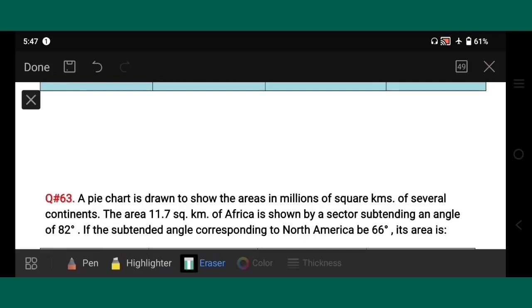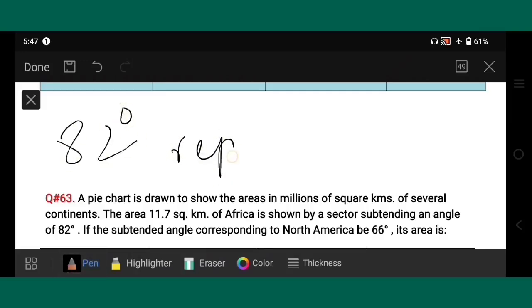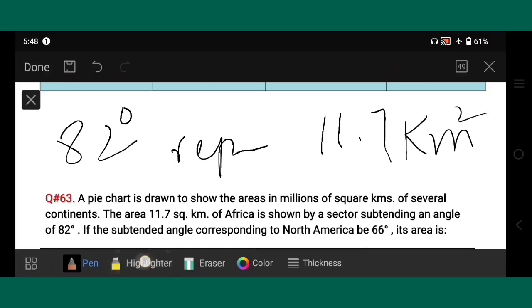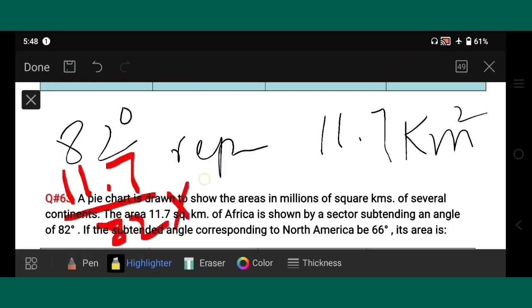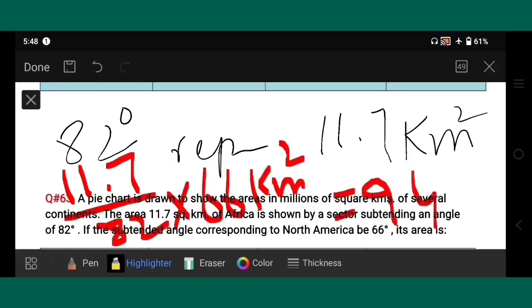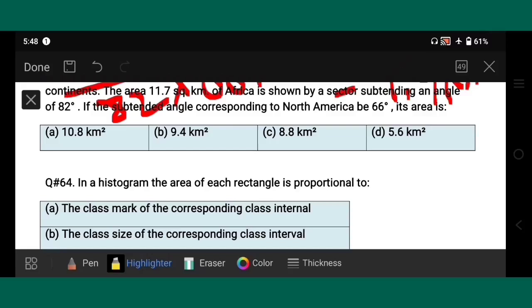So here we know that 82 degrees represents 11.7 square kilometers, so 66 degrees will represent 11.7 divided by 82 times 66 square kilometers. This gives 9.4 square kilometers. So the correct option is 9.4 square kilometers.